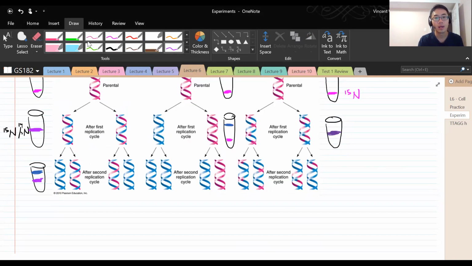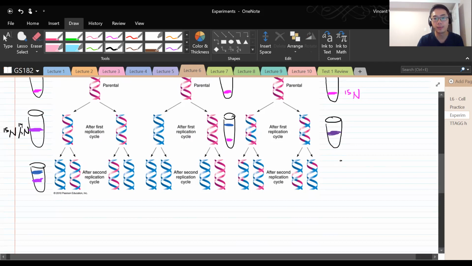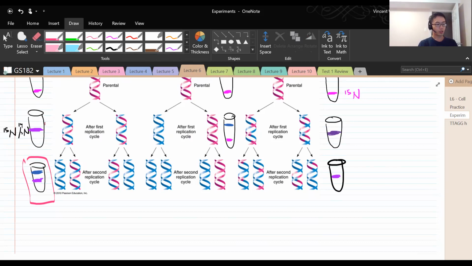Whereas for the dispersive model, you will continue to have a mixed band. So this is the result that was observed, and that's how they show it is the semi-conservative model that's correct. Any question about everything I just explained? Okay. Moving on.